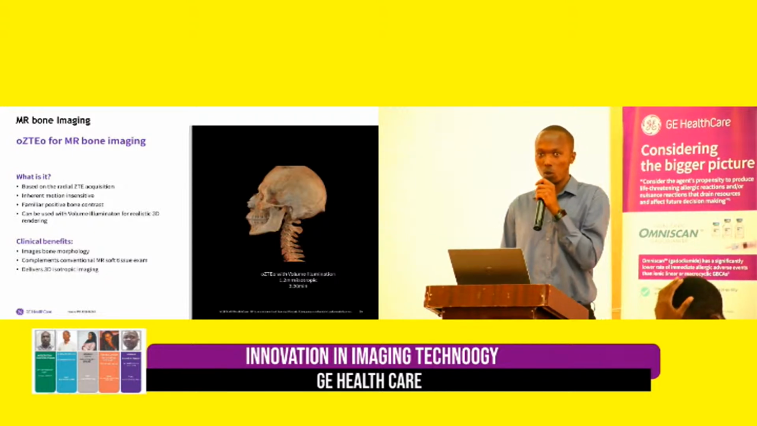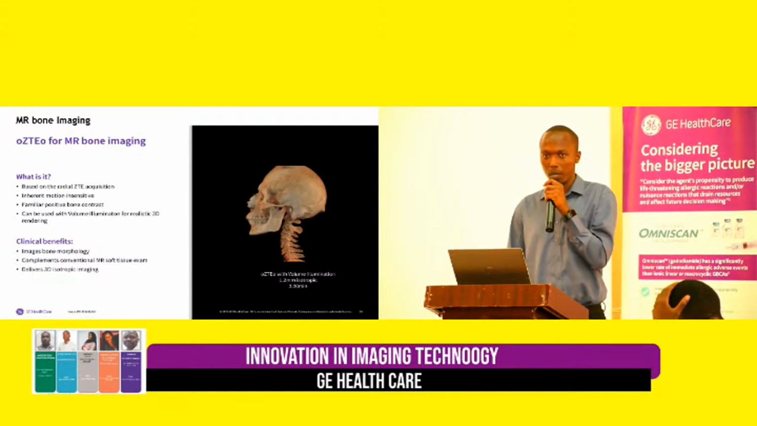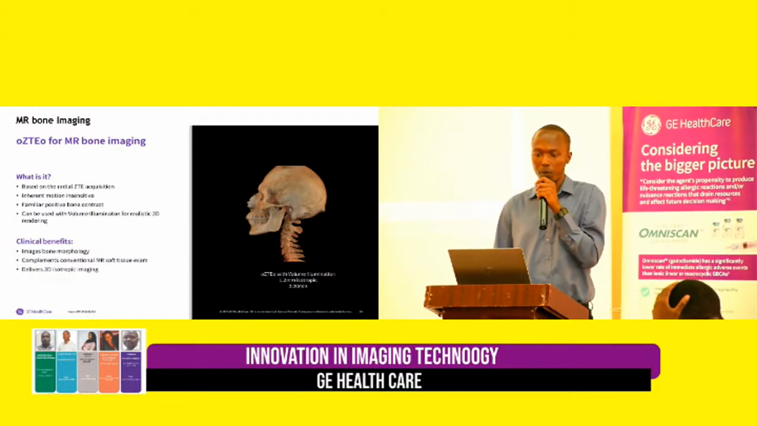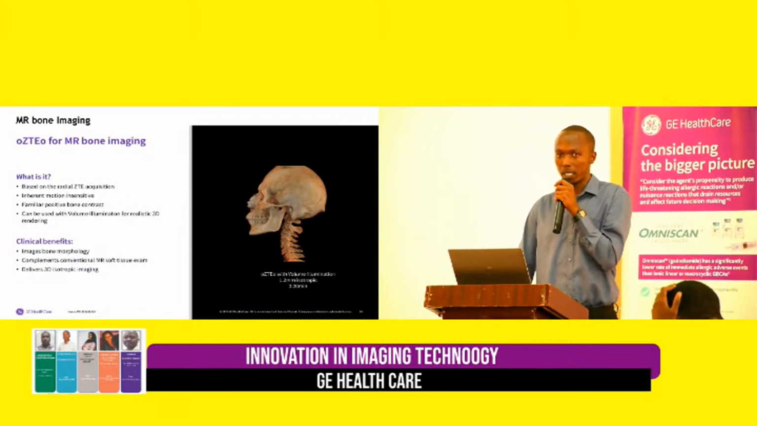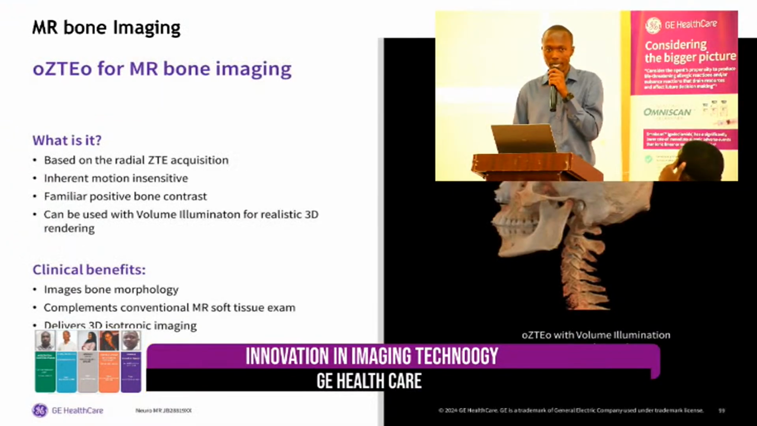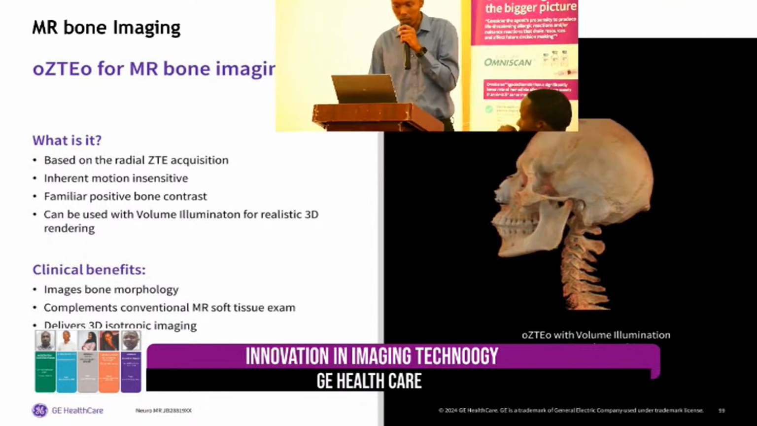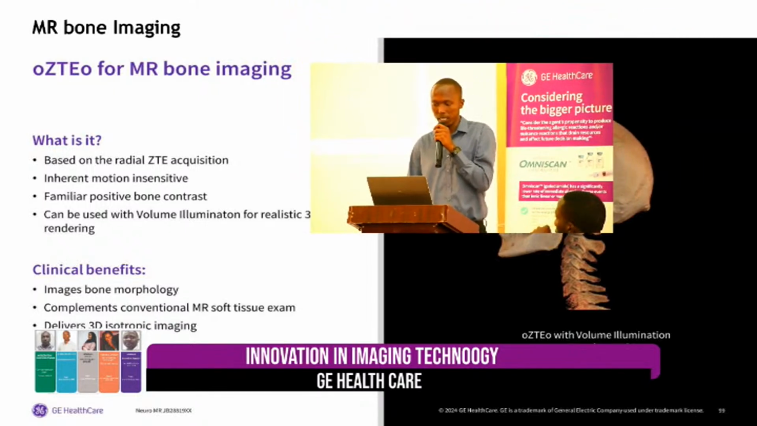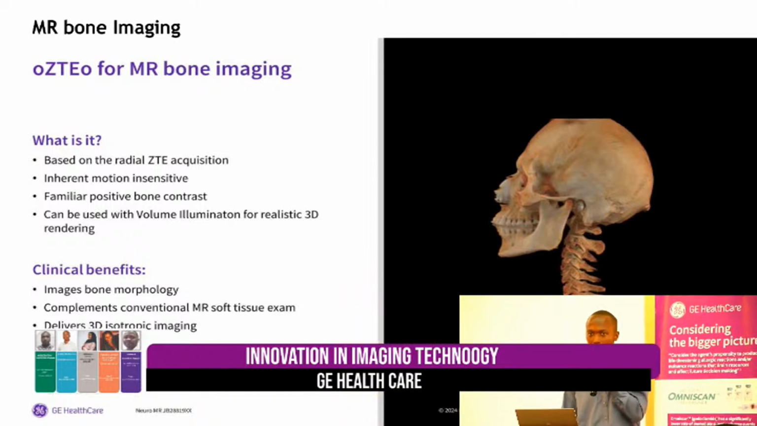And this also uses a radial acquisition. And from the propeller, it may also help in motion compensation. And we can post-process and do volume elimination of the structures. As you can see from this skull, it looks like it was from a CT scan, but this was acquired in an MR. So we can assess the bone morphology, and it also complements when the patient is being scanned for MR and you want to check on a fracture.